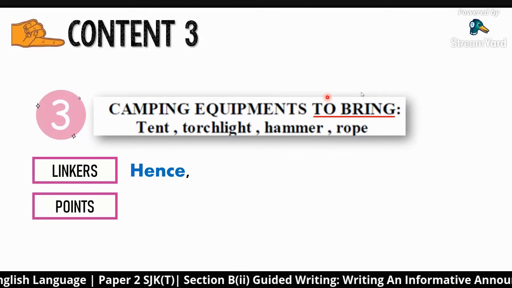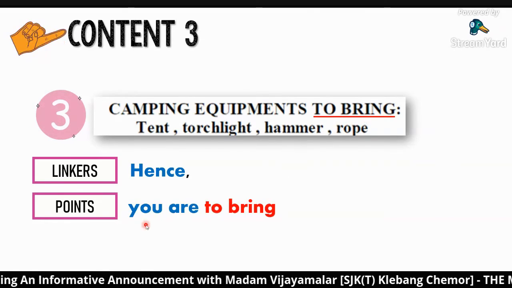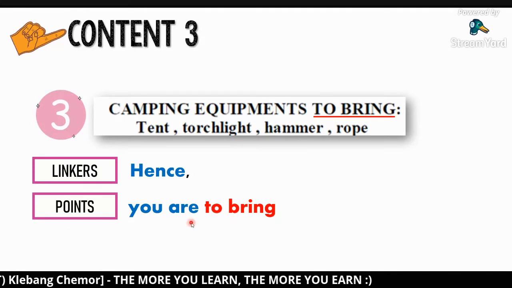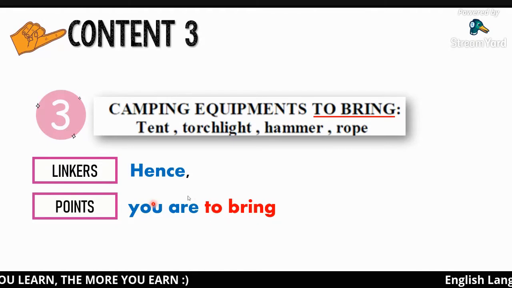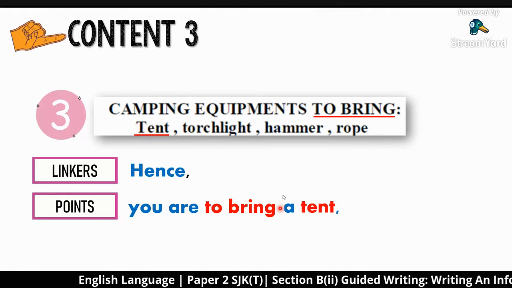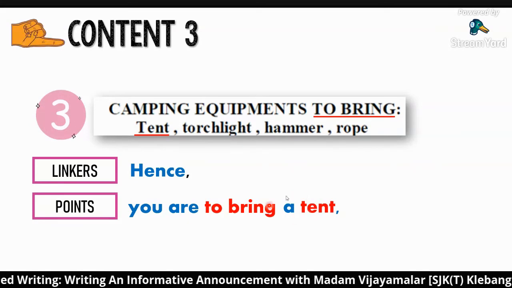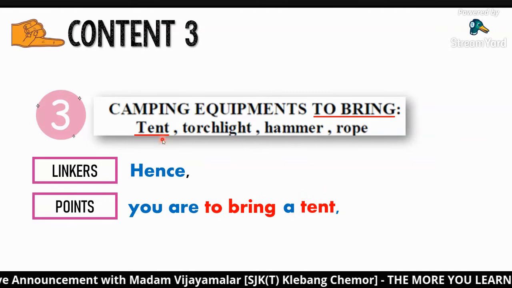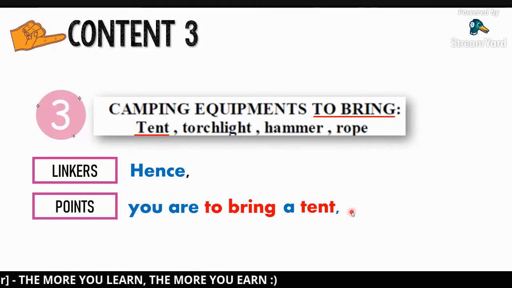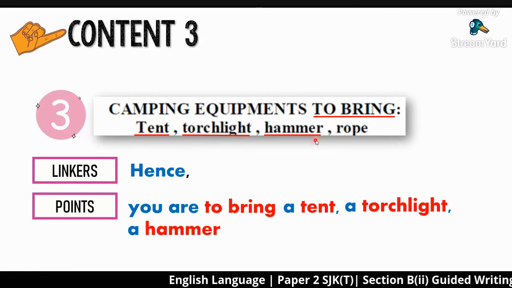So what are you supposed to bring? All right, so I'm going to put it into the sentence. You are to bring. Okay, you are to bring, meaning it is in the future tense where you are supposed to bring a tent. Remember, when you are putting it in a sentence form, do not forget your articles. A tent. Okay, all right, because each one of you will need one tent. So a tent. A torchlight. There you go. A hammer. There you go.